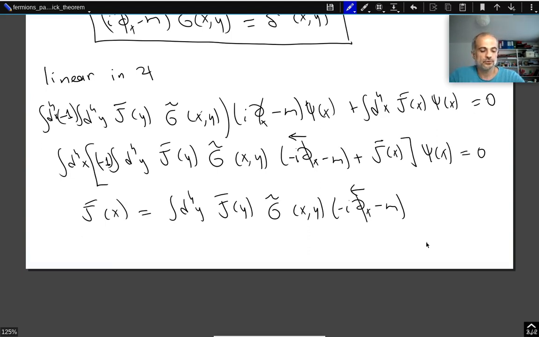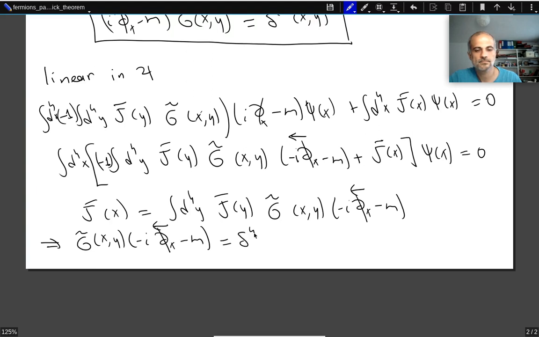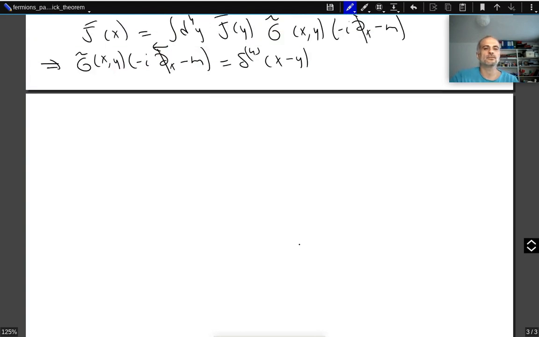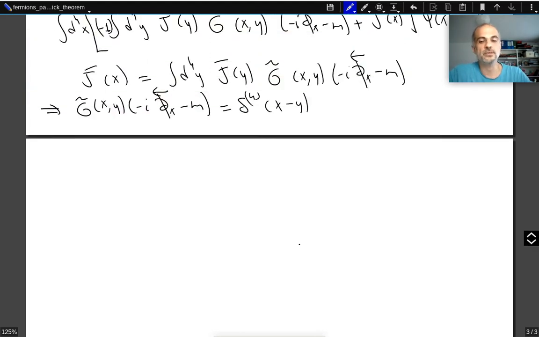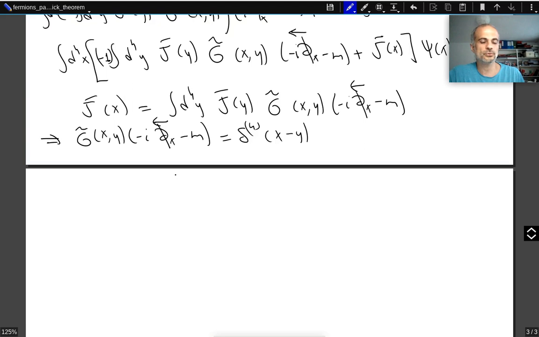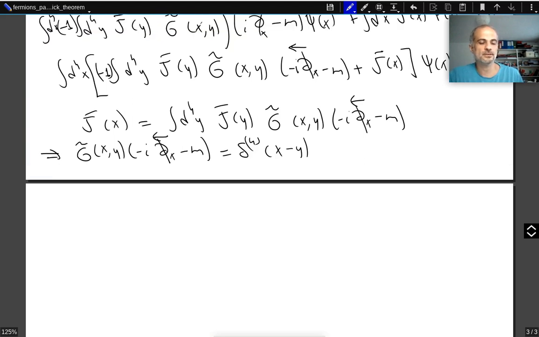And of course, for this equation to be satisfied for an arbitrary j, this term over here should be a Dirac delta. Now let's show that this equation is actually nothing but the previous equation we have, so everything is consistent. But to show that, first let's take the matrix Hermitian conjugate.